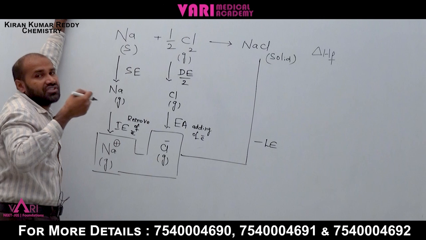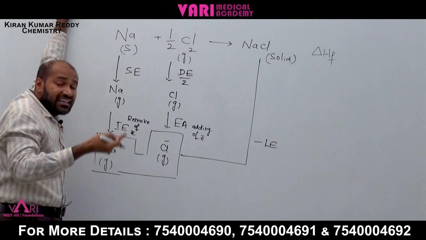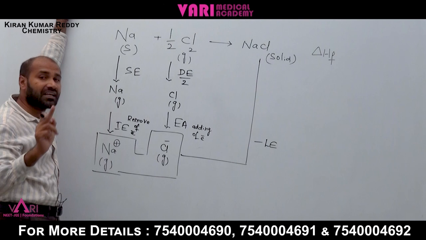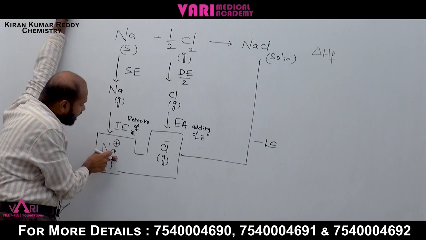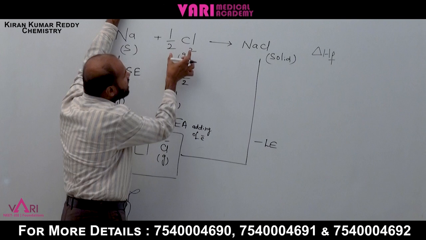Here is the amount of energy required to remove the valence electron of an isolated neutral gaseous atom. In neutral condition only, in gaseous state only, we can remove the electron. Now Na plus gas is formed. Here is dissociation energy by 2. What is dissociation energy? The amount of energy required to dissociate the bond.